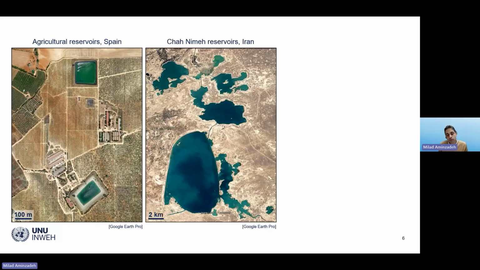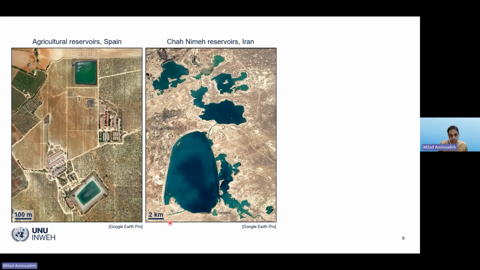In the second part of the work, we focused on the role of human-made water reservoirs in intensifying regional and transboundary water conflicts. Here you see the satellite image of reservoirs in Chahnimeh. These are in the transboundary Helmand Basin. It's a basin shared between Iran and Afghanistan.